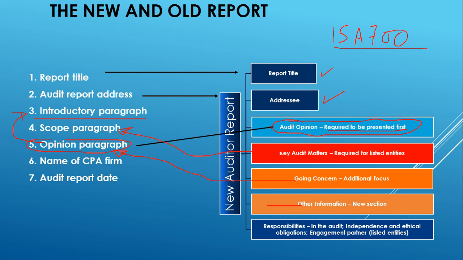And also you can see here the last things are responsibilities and the audit, independence and ethical requirements, engagement partner. All of these are at the end of the report. They were presented in the past in the introductory paragraph. The responsibilities, as we discussed in the first part of this lecture.